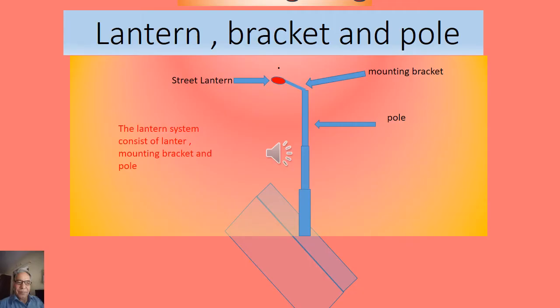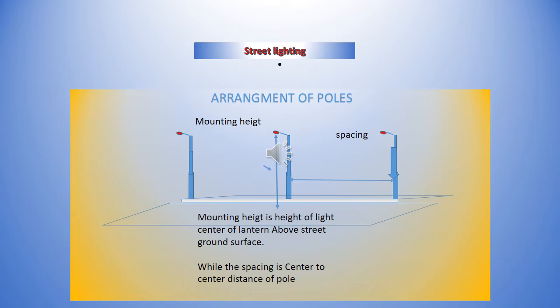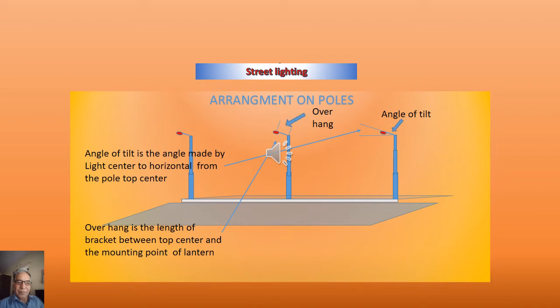A street lantern system consists of the lantern, the mounting bracket, and the pole. The mounting height is the vertical distance from the light center of the lantern to the surface of the road, whereas the spacing is the road length from the center of one pole to the center of the next consecutive pole, either on one side or on the opposite side. Arrangement of poles.